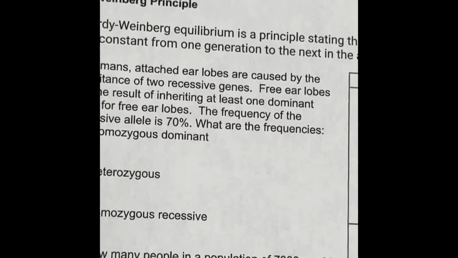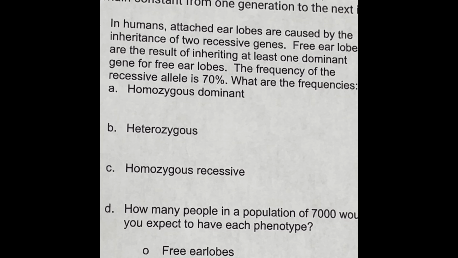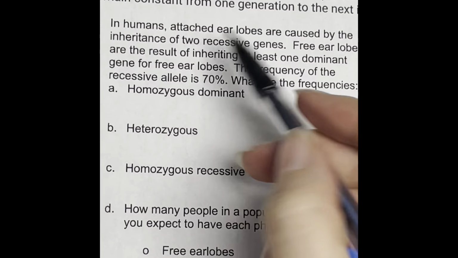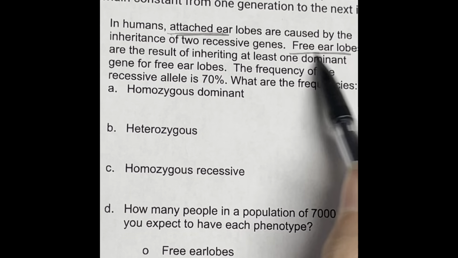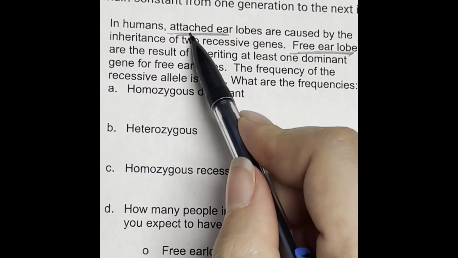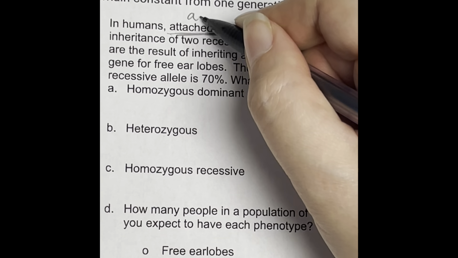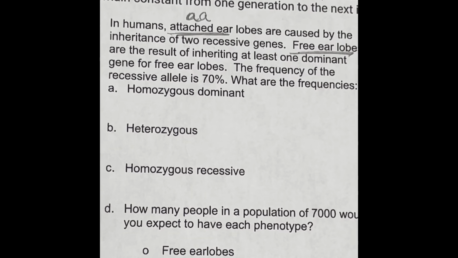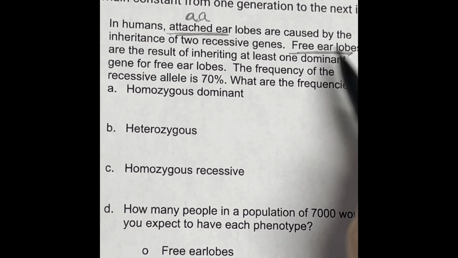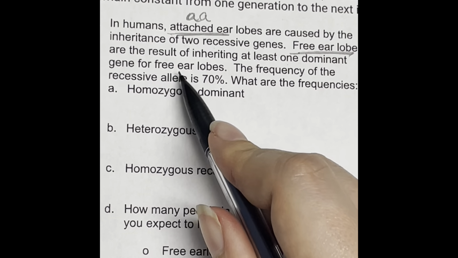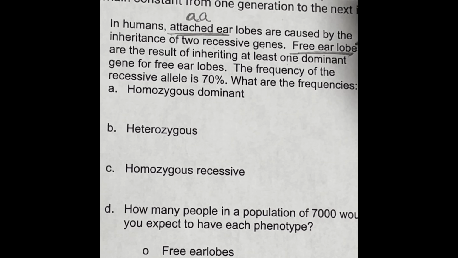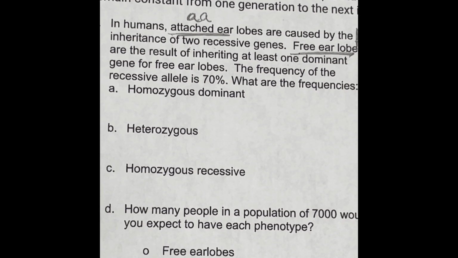Let's look at the first problem. The first problem says that this population, we have attached earlobes and we have free earlobes. Now, if I have attached earlobes, it says it's 2 recessive genes. So attached, I'm going to say, is little a, little a. Then it says free earlobes, you have to inherit at least 1 dominant allele. So for free earlobes, it can be dominant A and then it doesn't really matter what's next. It could be a dominant A or it could be a lowercase a, but at least one dominant allele.